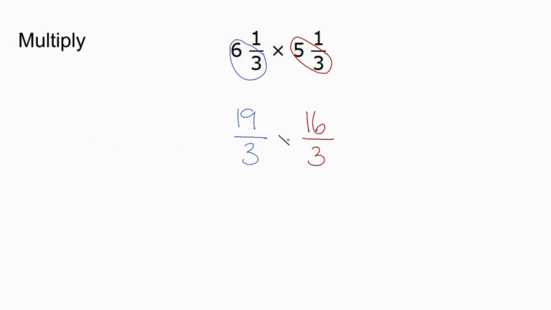Now, when multiplying fractions, you multiply straight across the numerator and straight across the denominator. I have no idea what 19 times 16 is, so I'm going to go off to the side and try to figure that out. So 19 times 16 the old-fashioned way.